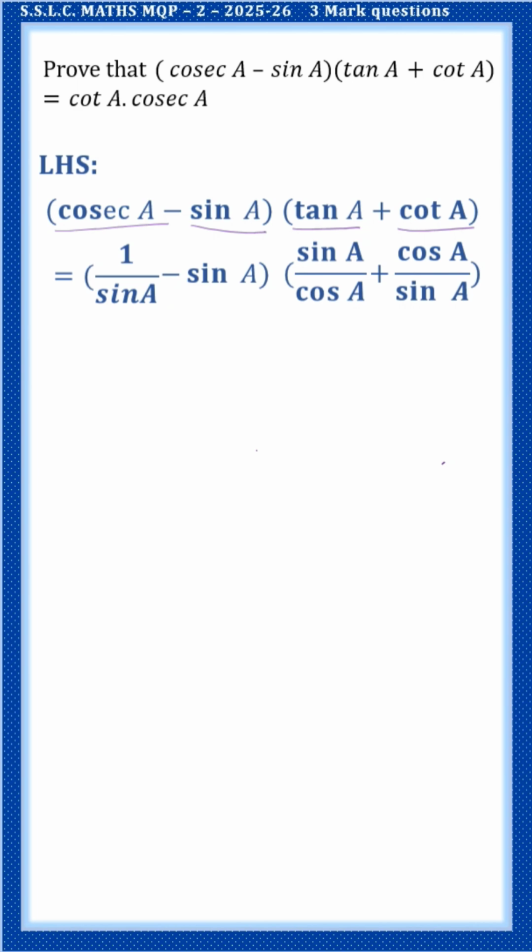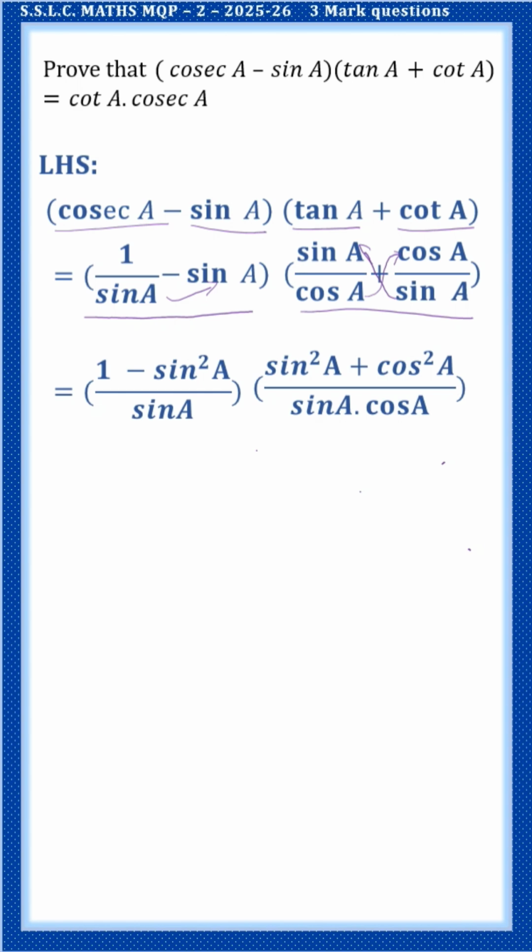Now let us find the LCM. LCM of this part is sin A. So in the numerator, 1 minus sin square A, in the denominator sin A: (1 minus sin square A) upon sin A. Here the LCM is sin A into cos A. Here sin A into sin A, sin square A. Here cos A into cos A, that is cos square A. So (sin square A plus cos square A) upon sin A into cos A.